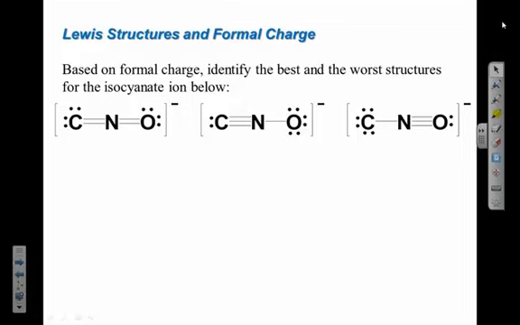Alright, let's check out this example here. So here we have the formula CNO minus, and the textbook slides came with these three structures on here. Is there any different structures that you guys think you would try to draw as Lewis structures that seem more reasonable than these three?